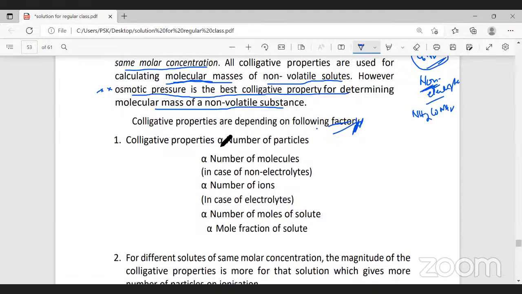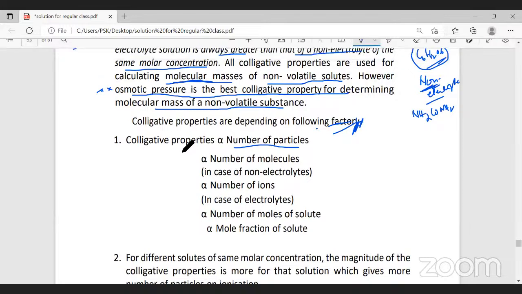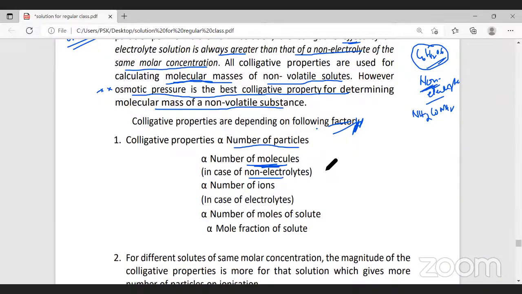The first one: colligative property is directly proportional to the number of particles. We learned it today also. Colligative property depends only on the number of solute particles, not on the nature. When I say directly proportional to number of particles, in the case of non-electrolytes it is directly proportional to molecules. For example, glucose is a non-electrolyte. Urea is a non-electrolyte. So it directly depends on the number of glucose molecules.